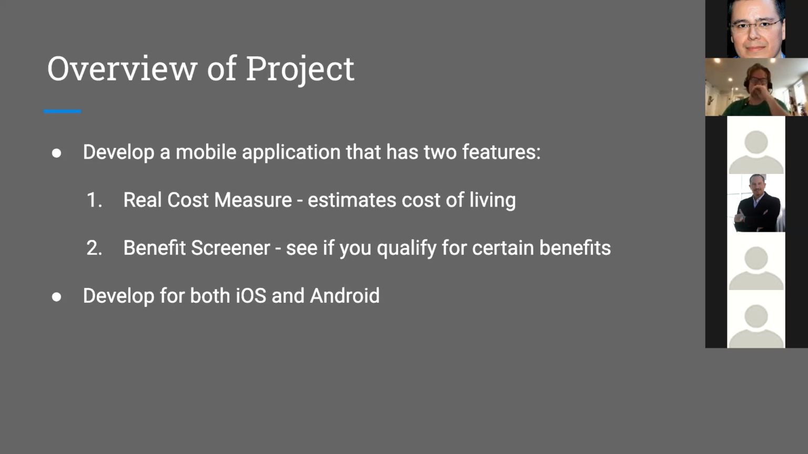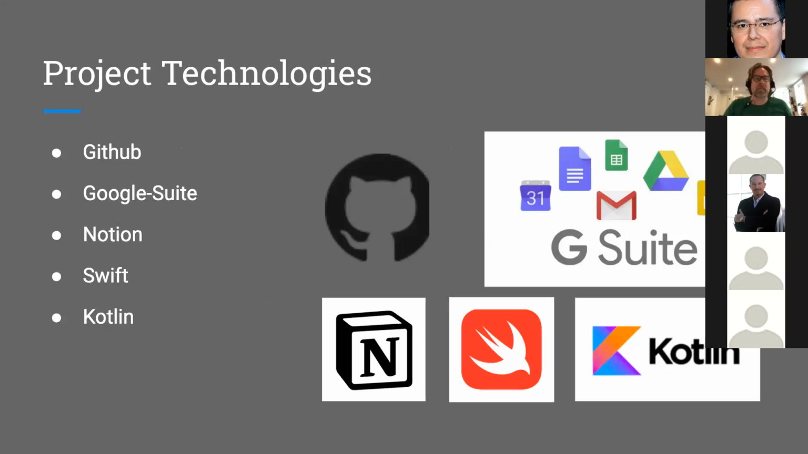So we developed for both iOS and Android. And these are the project technologies that we used. We used GitHub for version control. We used Google Suite. Notion was our project management tool to see what everyone was doing. And we used Swift for iOS development and Kotlin for Android development. So I'm going to be moving it on to Jonathan.